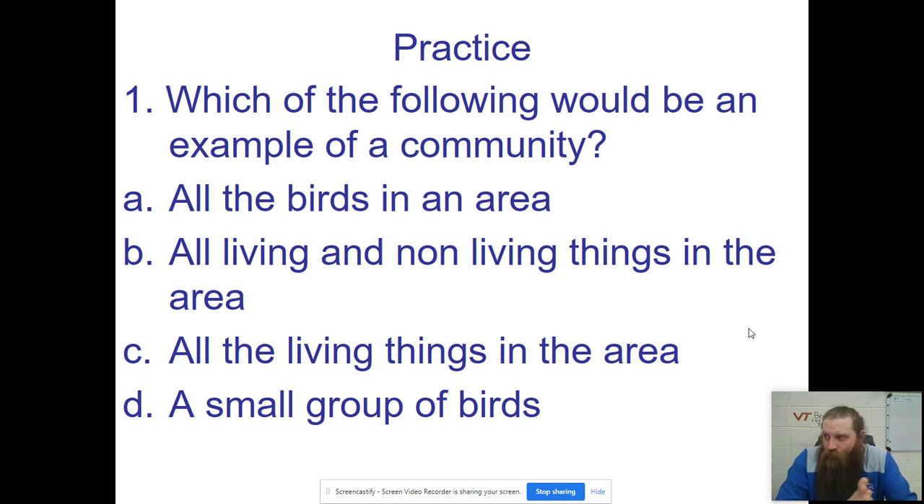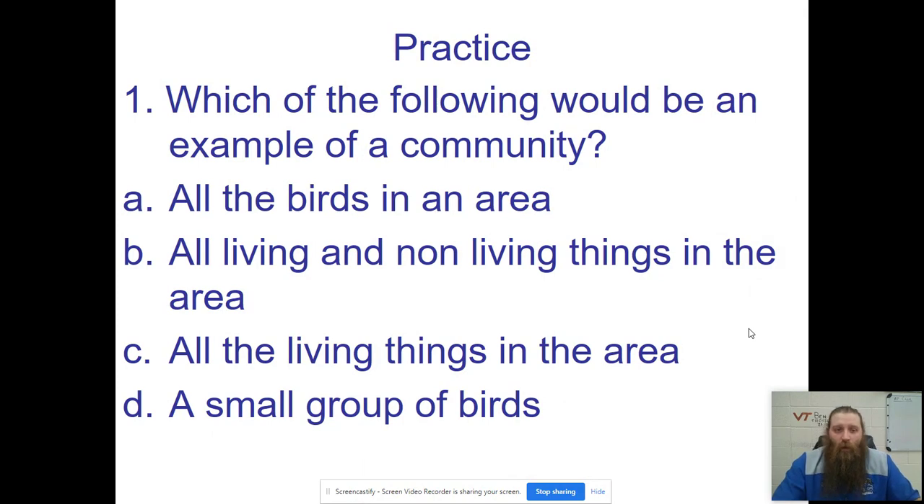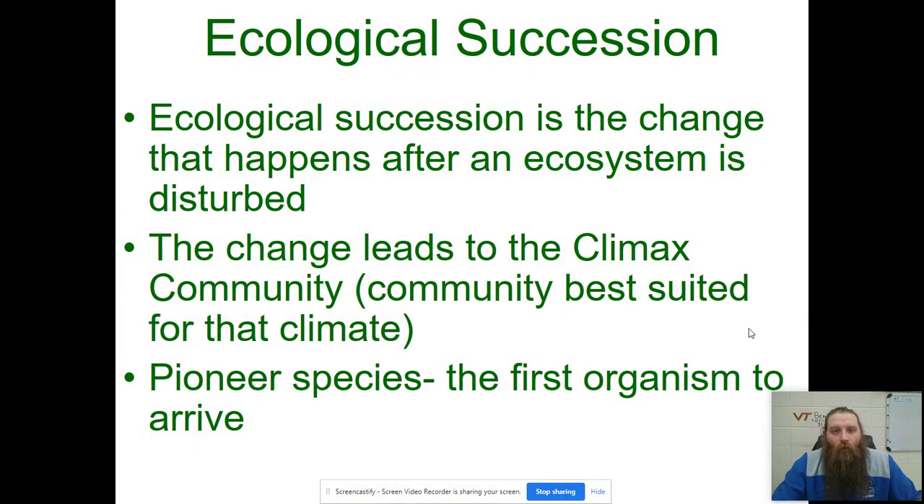Now, check out this question, because this is a pretty common question you might see on a test. It says, which of the following would be a community? All the birds in one area, all the living and non-living things in an area, or all the living things in the area, or just a really small group of birds? So if you need to, pause it, go back, look at this, all right? We're looking for a community, so we want all the populations in an area. So hopefully we can figure this one out, all right? Give you a second, probably C, right? All the populations in an area. All right, so let's move on.